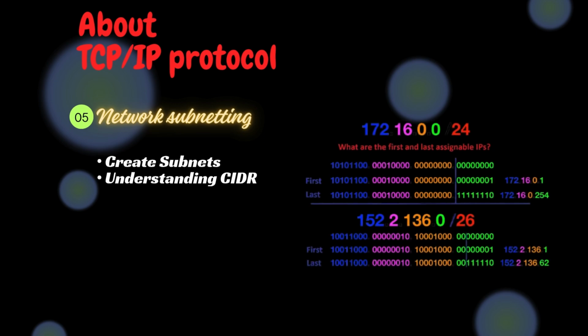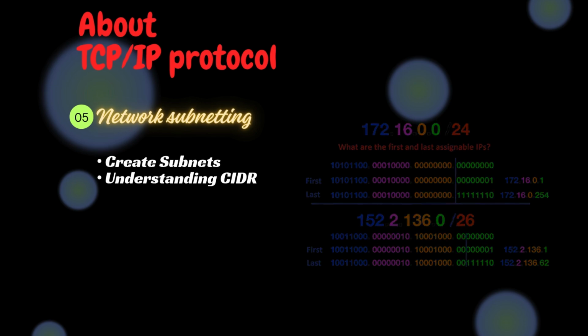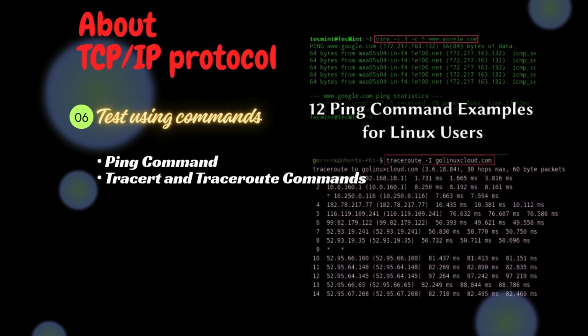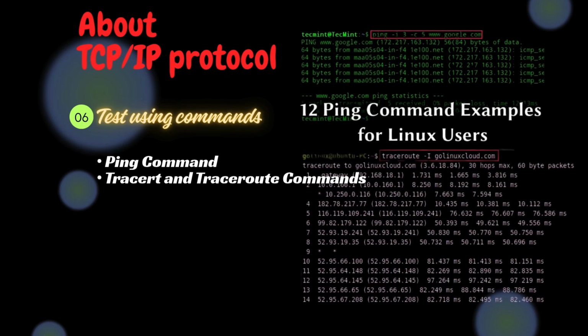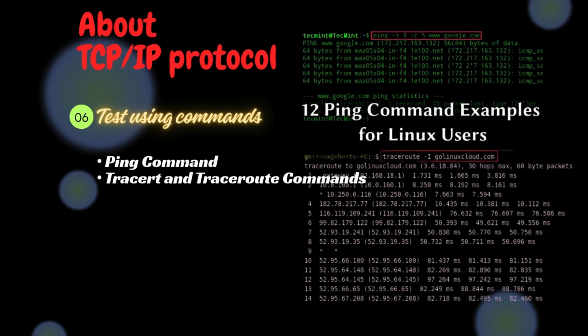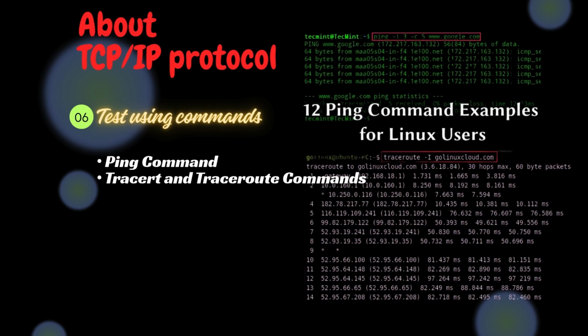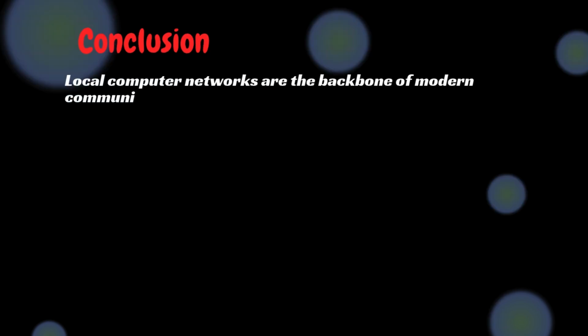CIDR, or classless inter-domain routing, uses flexible subnet masks like /24 or /26 instead of fixed classes, allowing better use of IP addresses. The ping command checks connectivity between your device and another on the network, showing response time. Tracert on Windows or Traceroute on Linux shows the path that packets take across the network, helping diagnose where delay or failure occurs. Local computer networks are the backbone of modern communication and data sharing.